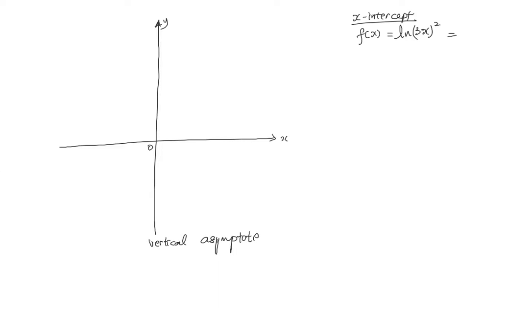Do you know when I say x-intercept, it means the point here like that? What is the y coordinate? The y coordinate must be 0. So ln 3x squared equal to what? Yes. You have to be very careful. My square is at the wrong place, huh?